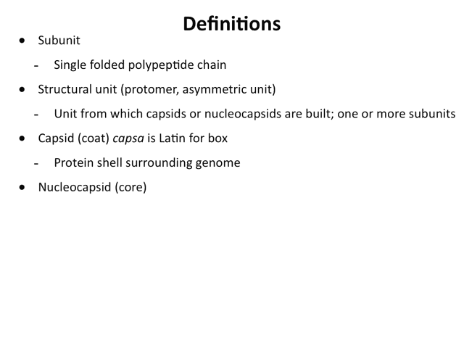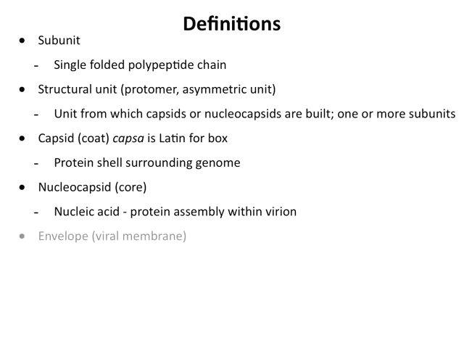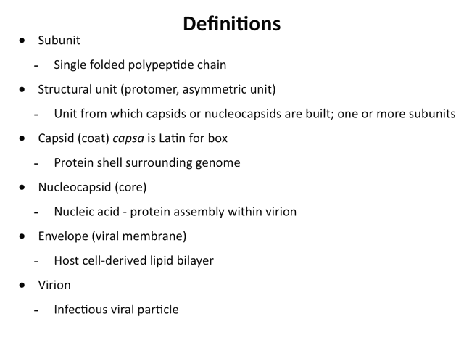A nucleocapsid is the core. Now, the nucleocapsid is within HIV. This is supposed to have a membrane around it. But this is showing an icosahedral capsid, as you'll see in a moment. So the nucleocapsid is the core that contains nucleic acid. It's typically protein mixed with nucleic acid. Envelope is another name for the viral membrane, and that's derived from the host cell. Host-derived lipid bilayer.